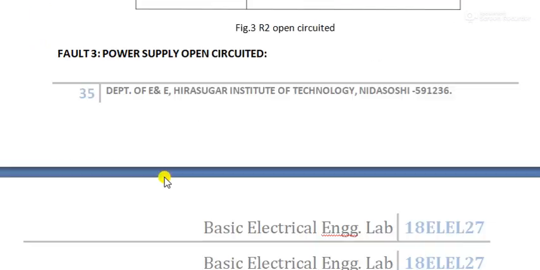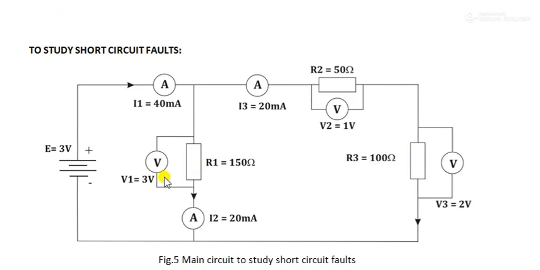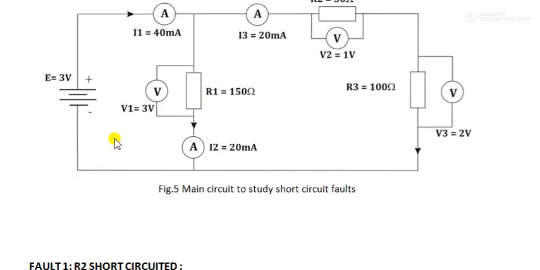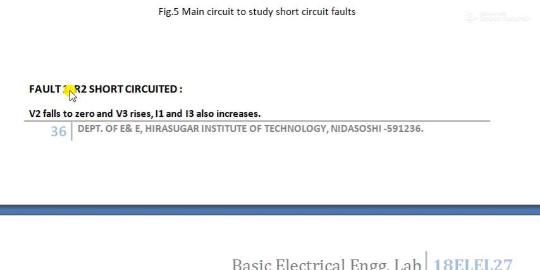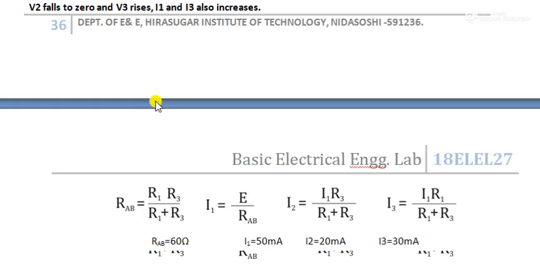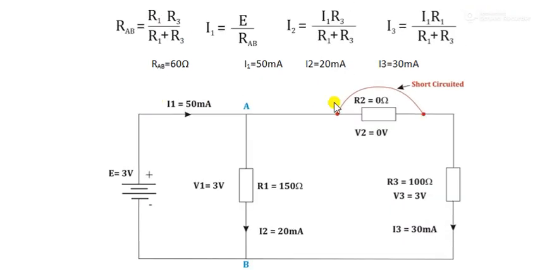So here you have already gone through the 3 open circuit faults. Now you see the common short circuit diagram. In this case, the diagram is the same as you have seen in the open circuit. For that purpose I showed the procedure and used the same one. Now you can create a fault here. Fault 1, that is R2 short circuited. So this is the theoretical calculation you can make for a short circuit: RAB, I1, I2 and I3. You can make theoretical calculations, and you will get these values.